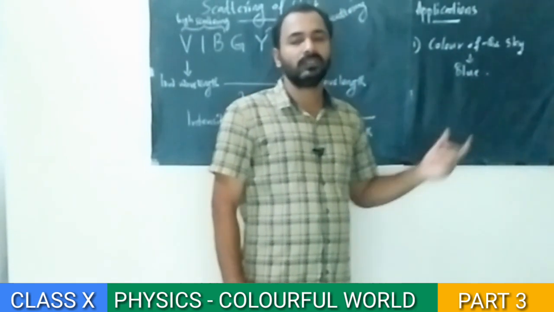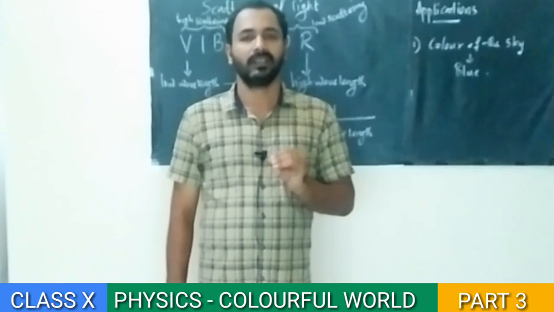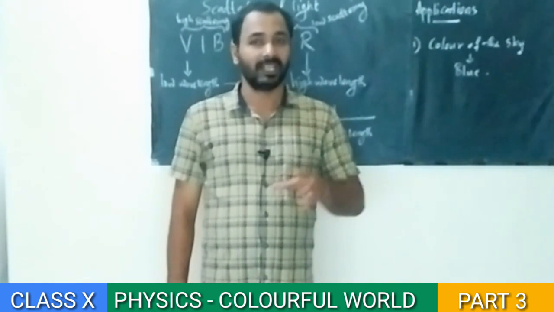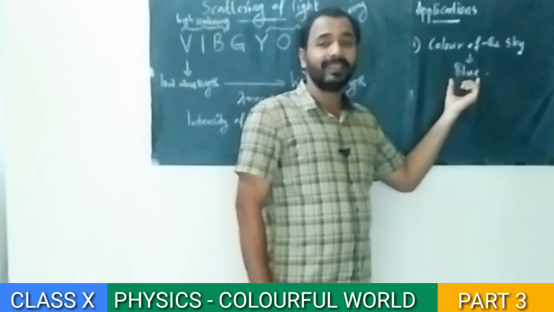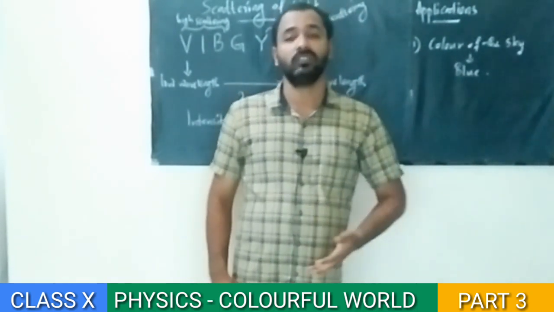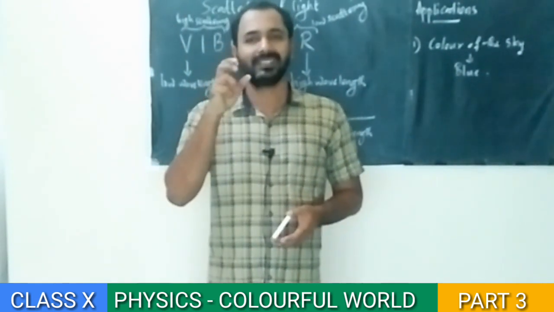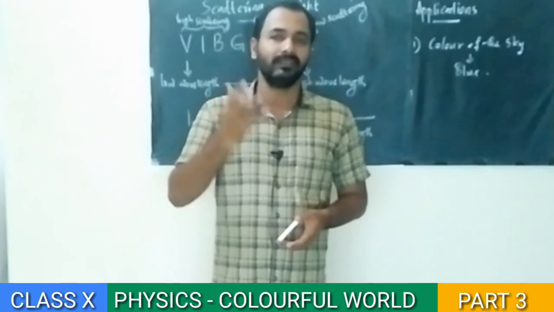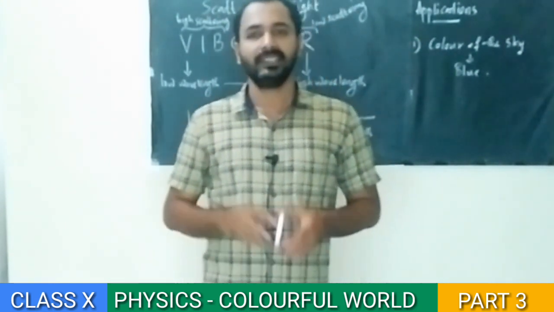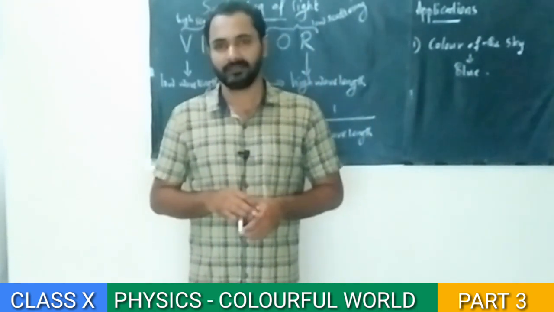Okay. Next, what is the color of the sea? The color of the sea is also blue. Why? It is by the reflection of light. Okay, the blue color of the sky is reflected by the water contained in the sea. That's why the color of the sea is also blue.